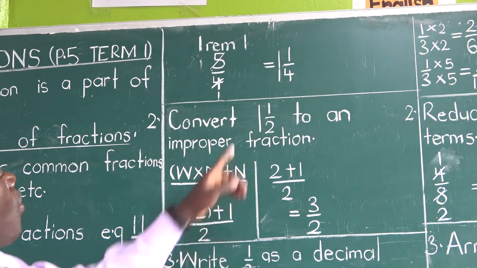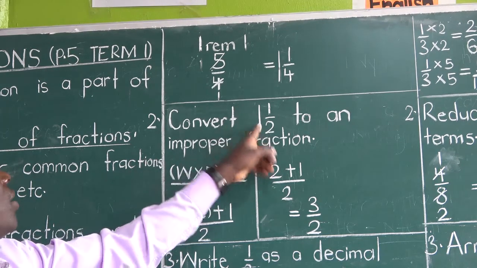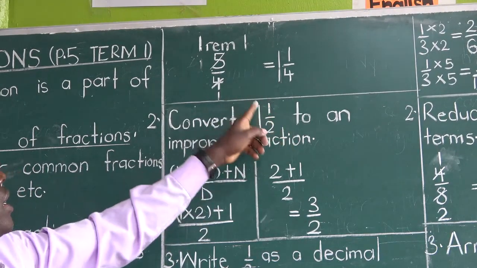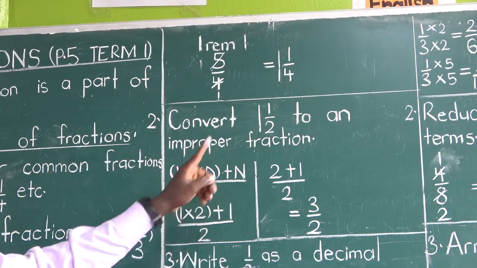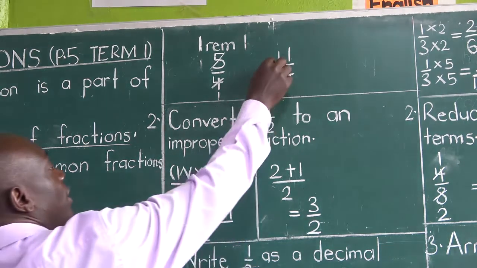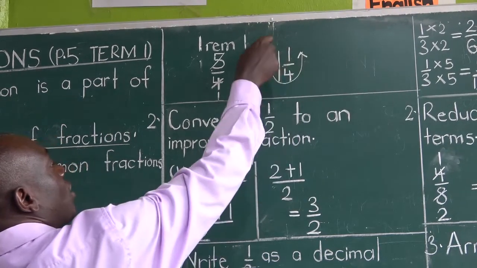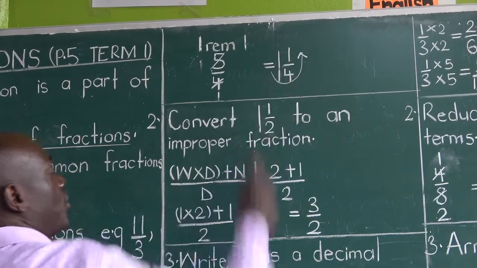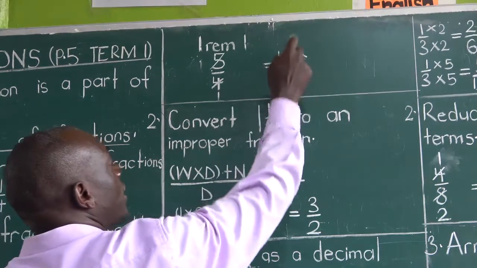We say whole number times denominator plus numerator out of denominator. So we go like this, in that form: whole times denominator plus numerator out of denominator. So we are going to multiply 1 by 4 plus 1 out of 4.